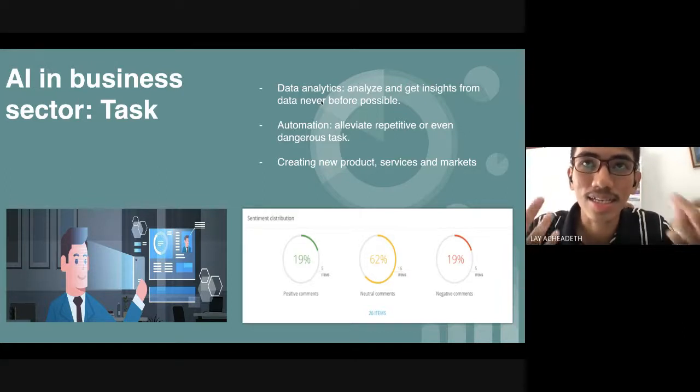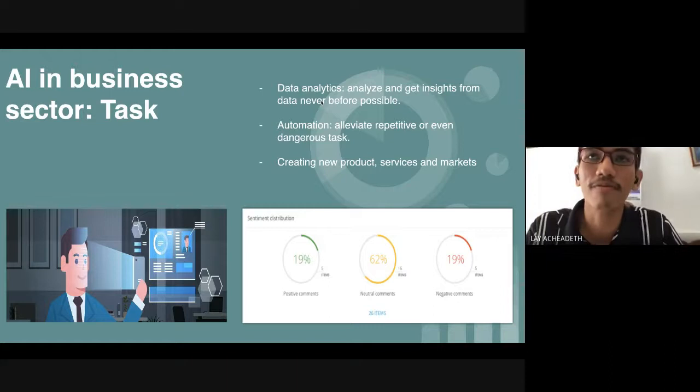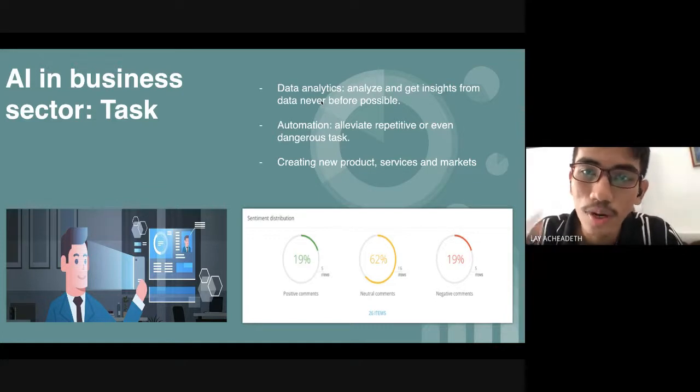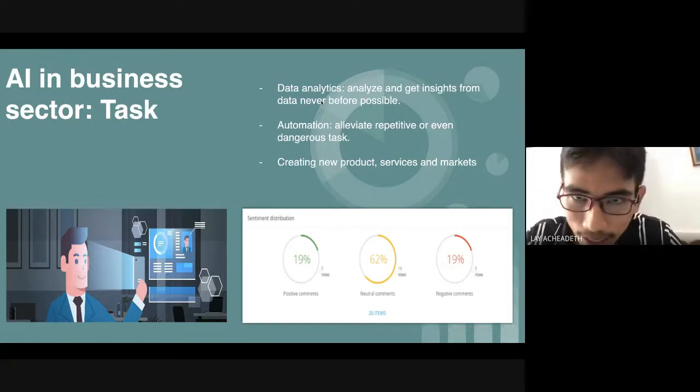Analyzing data is a task that takes really hard work. And the more you work hard, the more important information you get. So no wonder AIs can perform better than we do in this task because it never gets tired. It will just keep digging out important information. Yeah. So automation here is just to alleviate or reduce repetitive or even dangerous tasks.